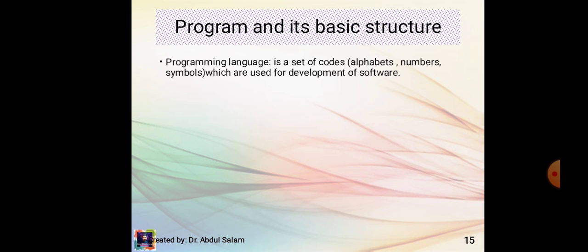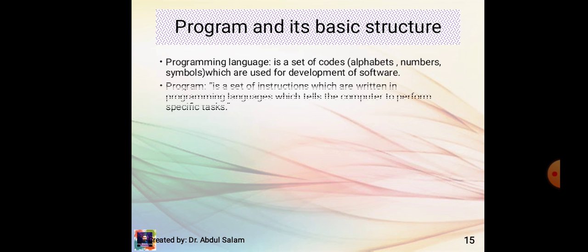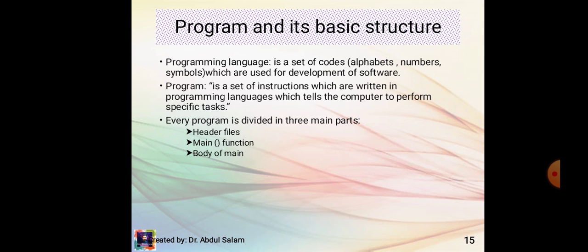Program and its basic structure. Programming language is a set of codes, alphabets, numbers, or symbols which are used for development of software. Program is a set of instructions which are written in programming languages which tells the computer to perform specific tasks. Every program is divided in three main parts: header files, main function, and body of main.